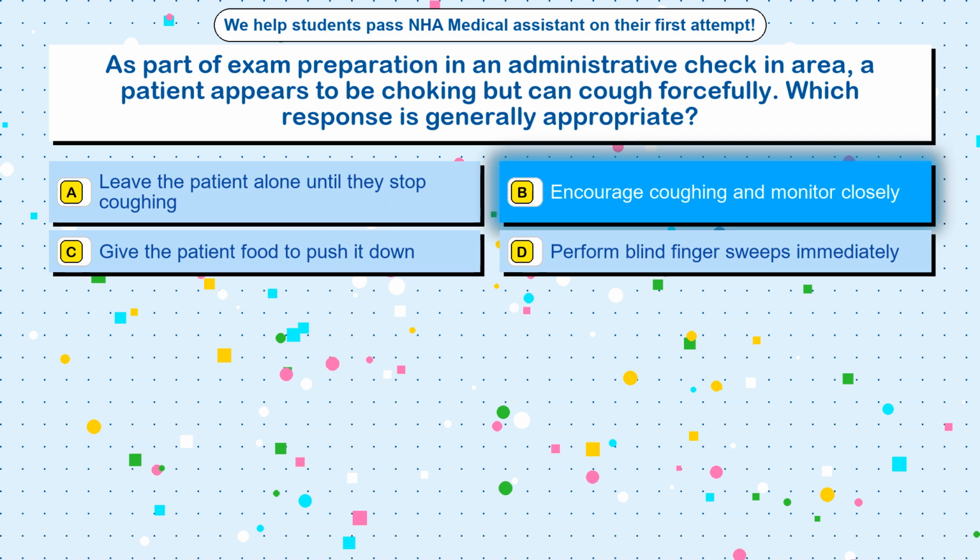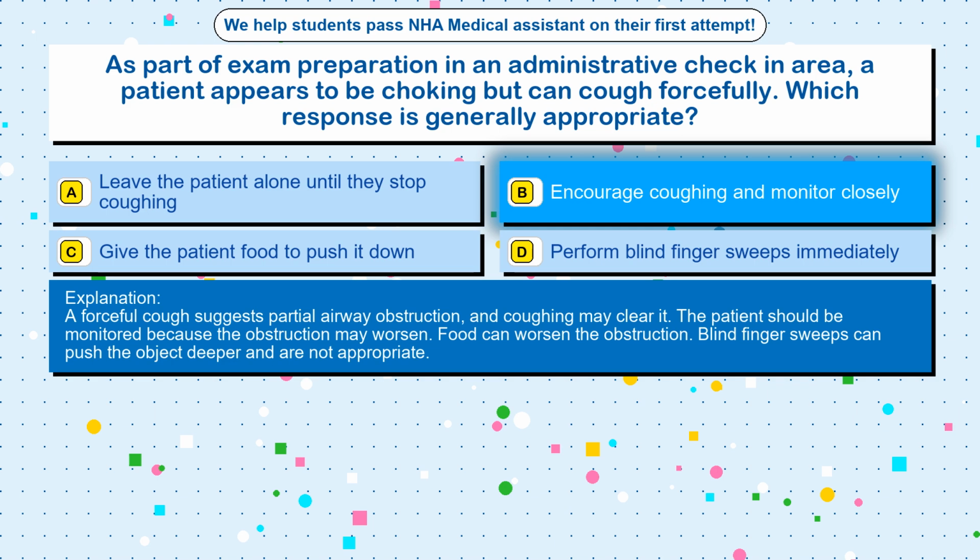The correct answer is option B. Encourage coughing and monitor closely. A forceful cough suggests partial airway obstruction, and coughing may clear it. The patient should be monitored because the obstruction may worsen. Food can worsen the obstruction. Blind finger sweeps can push the object deeper and are not appropriate.